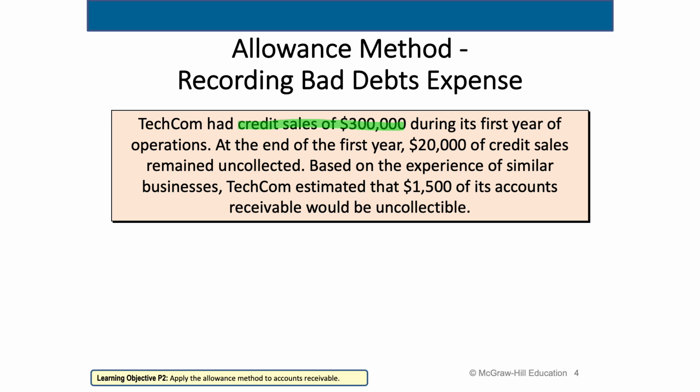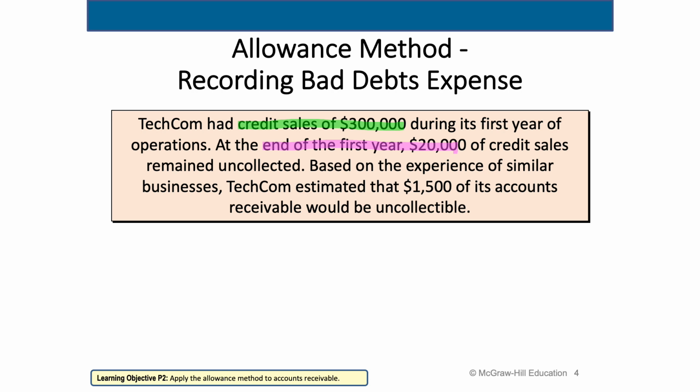But at the end of the first year, we have 20,000 of credit sales remaining uncollected. So it means my account receivable now is 20,000. How did I know that? Because at the beginning of the year it was 300,000, but the customers kept paying me throughout the year, and when I reached the end of the first year, my account receivable remained 20,000. I still did not collect 20,000 from my account receivable from the customers.